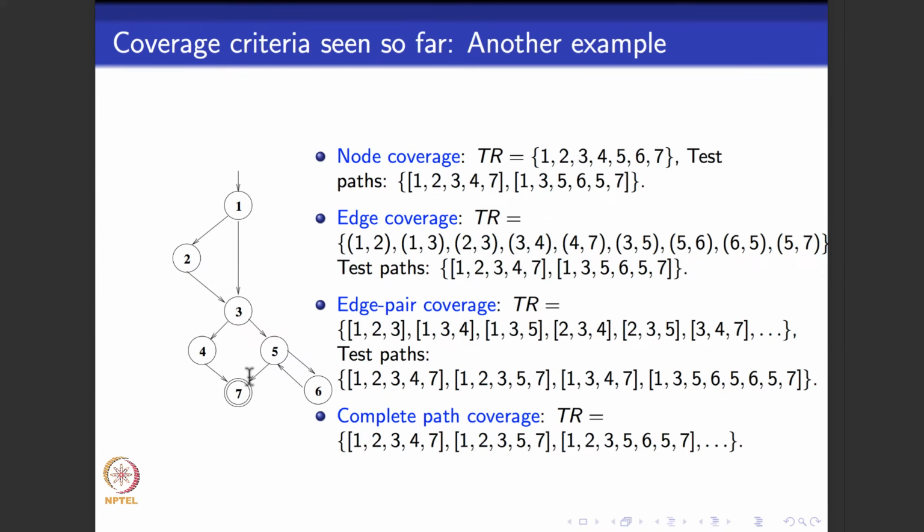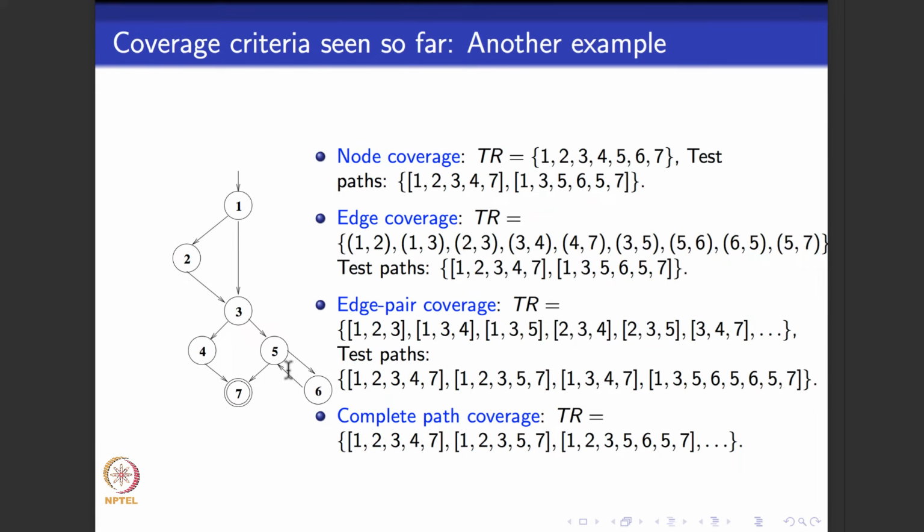So I do 3, 5, 7, which covers all test paths along these lines. And then I do 1, 3, 4, 7, which includes this edge pair. Now I have to include 1, 3, 5, 6, 5, 7, which completes all the edge pairs that I had. So with just these 4 test paths, I can achieve the test requirement for edge pair coverage.